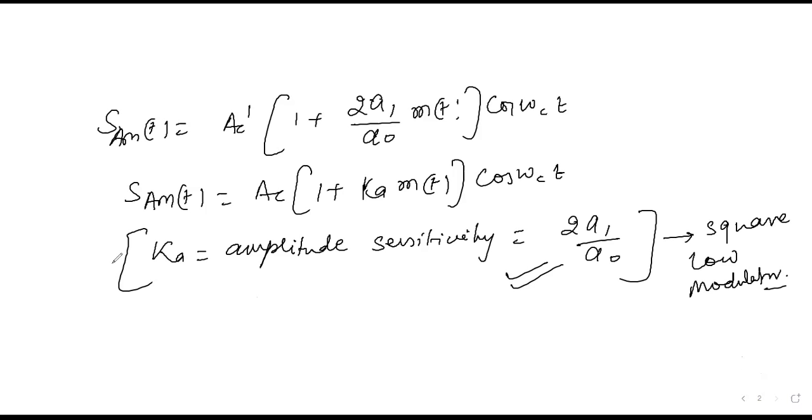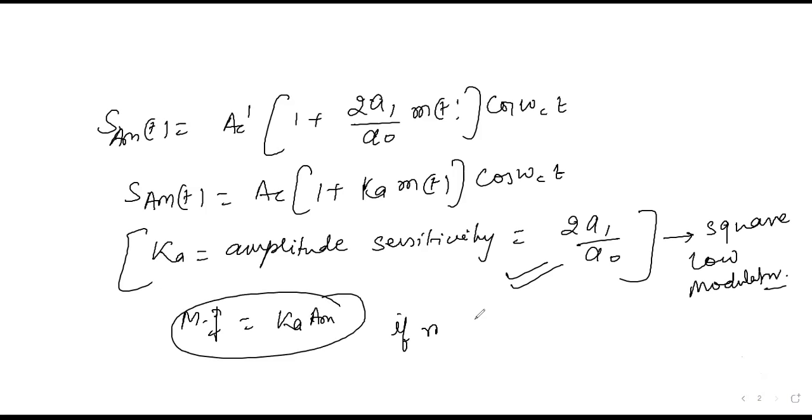So what is the modulation index beta? If M of t equals Am cos omega m t, the modulation index beta is K into Am.